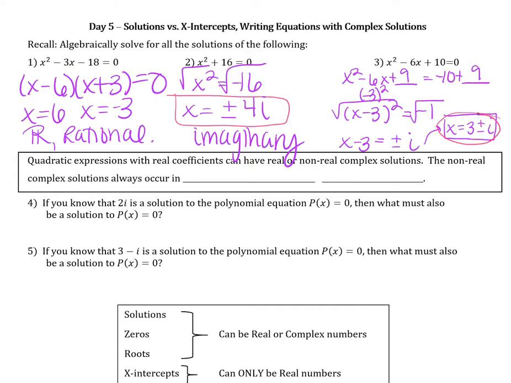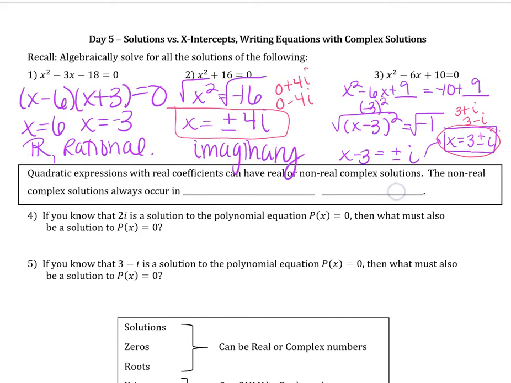What I'm noticing is I get a 0 plus 4i and 0 minus 4i. Over here, written separately, is 3 plus i, 3 minus i. When we look at these, they are almost exactly the same in their pairs, except they are off by a negative. So one is plus, one is minus. As we know from prior units, these are called conjugate pairs. So quadratic expressions with real coefficients have real or non-real solutions. This is what I showed you. The non-real complex solutions, so those are the ones with the imaginaries, always occur in conjugate pairs.